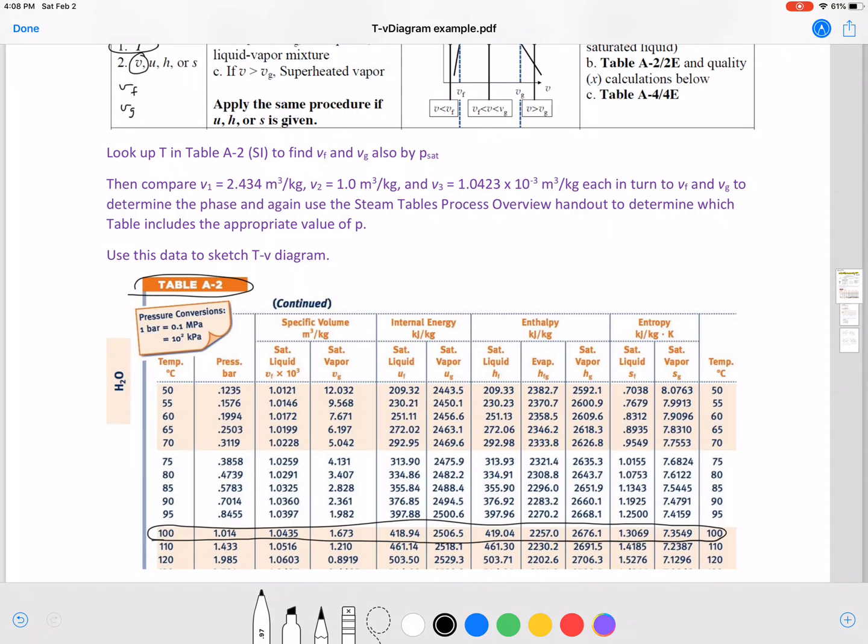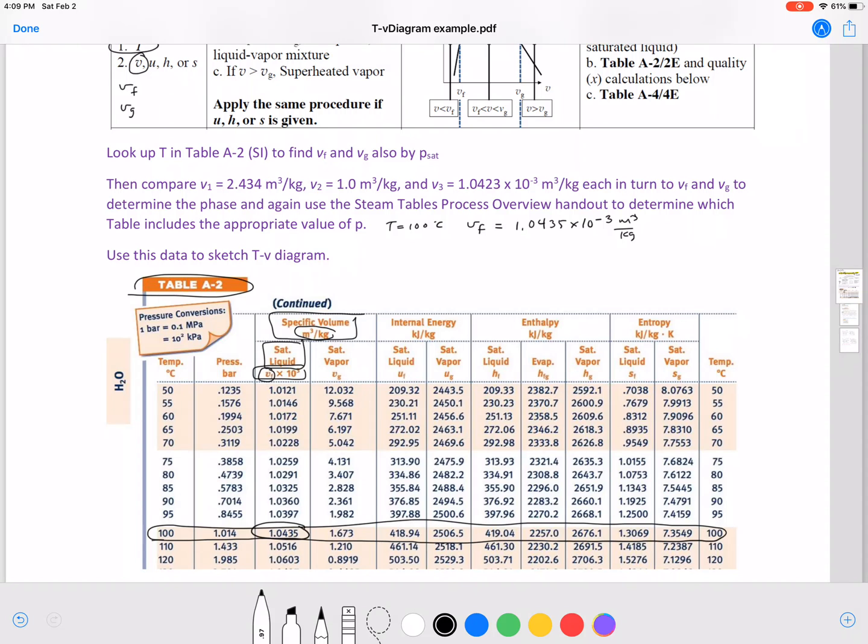So for T equals 100 degrees Celsius, we have VF equal to, it's right here, 1.0435 times 10 to the negative third meters cubed per kilogram. Taking a moment here, first of all, this is specific volume, and the units are meters cubed per kilogram. Then VF here is saturated liquid, and this says times 10 to the third, and I wrote 10 to the negative third.